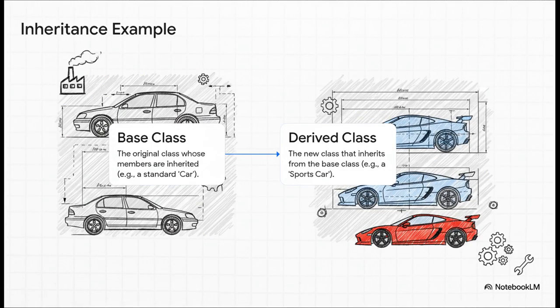Let's go back to the factory. Imagine we've got our standard car blueprint, right? Now, let's say we want to design a sports car. Well, instead of starting completely from scratch, we can just create a new sports car blueprint that inherits from the original car. Boom! It automatically has wheels, an engine, and seats. All we have to do is add the cool new stuff, like a spoiler and a turbo engine.